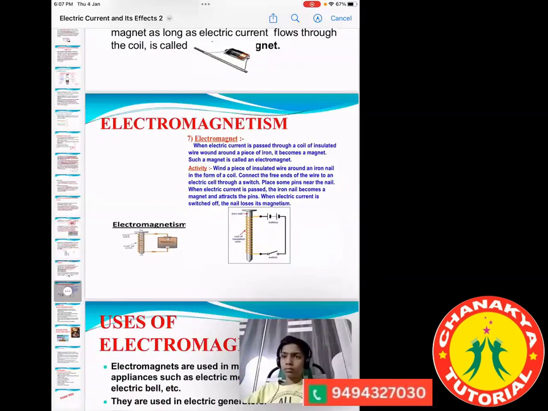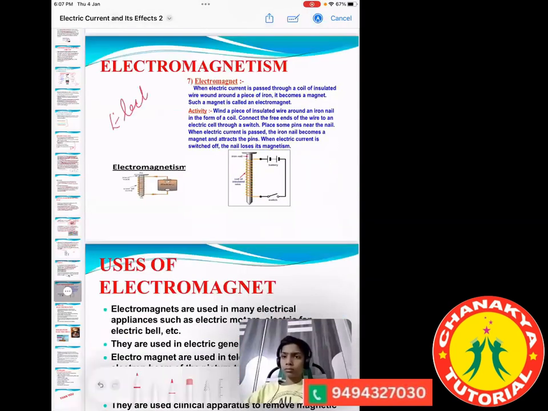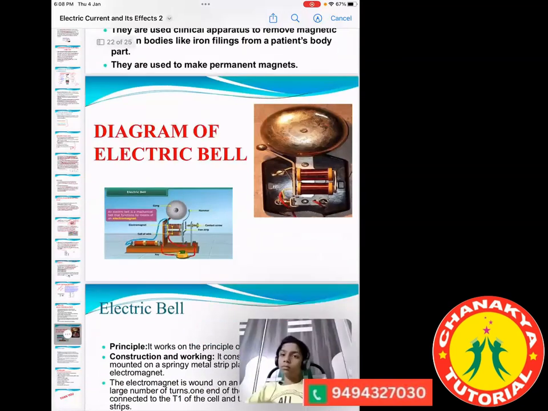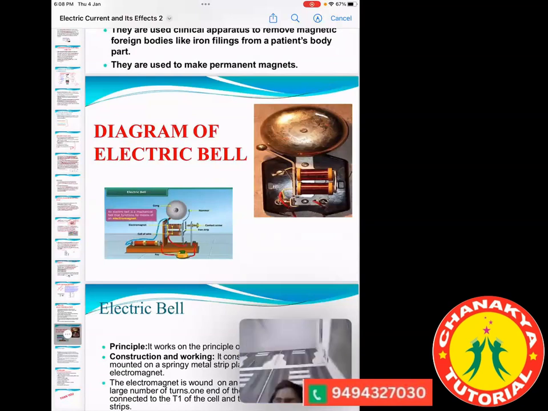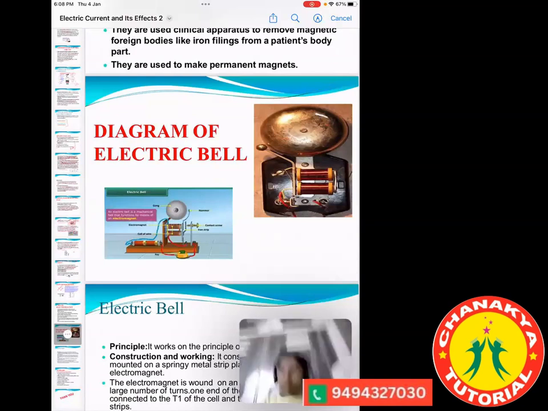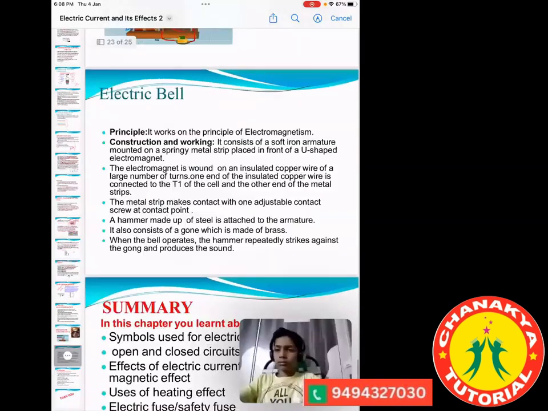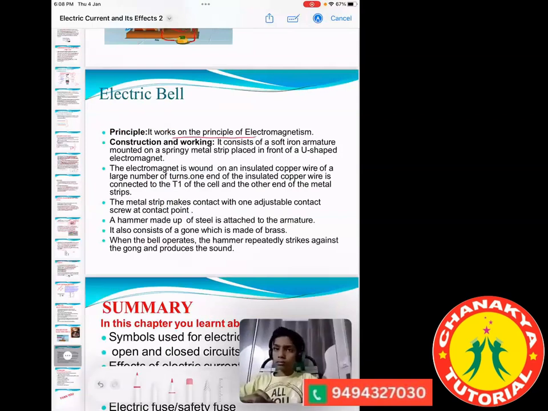You might have seen the electric bells in the school. How do they work? They work on electromagnetism only. In this, they have the electric current, they have the iron, and they have the magnet also, because of which it starts working. So you can see the principle of how the electric bell works. It works on the principle of electromagnetism. Electromagnetism means electricity plus the magnet.